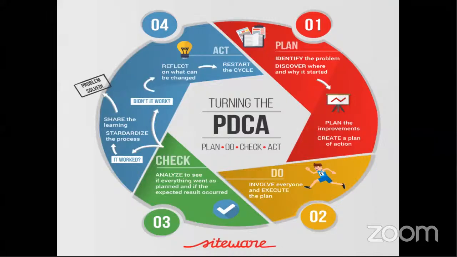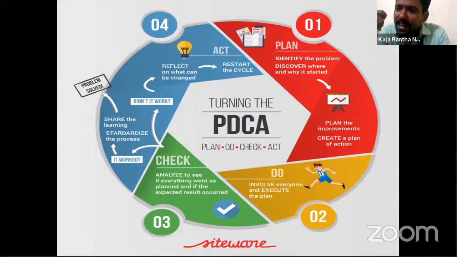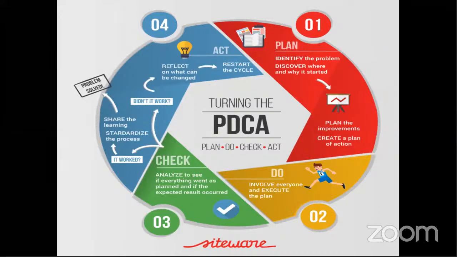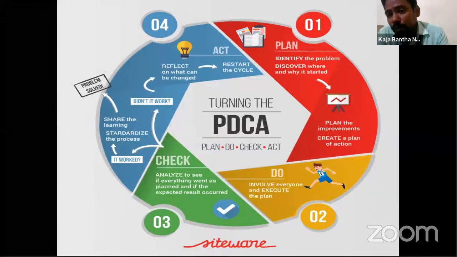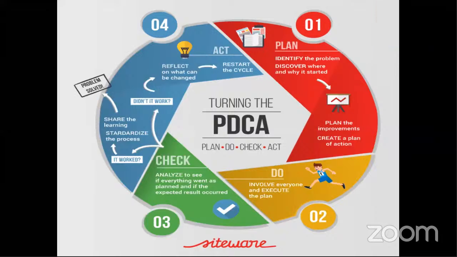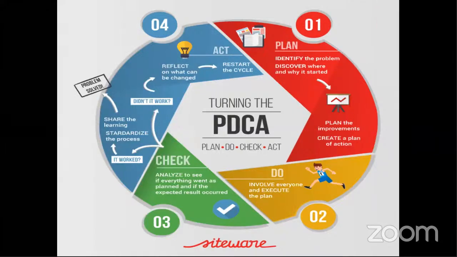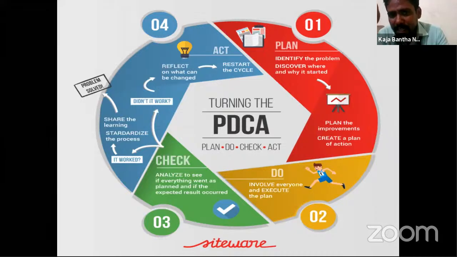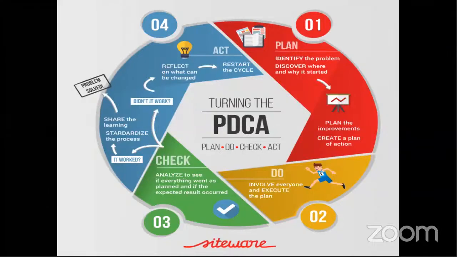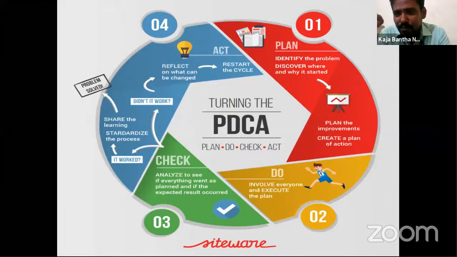Do: everyone evolves and executes. That is the do phase. Check each and every stage: compare and measure your performance through assessment tests and cycle tests. Then act. One cycle is not finished yet, so you should start another cycle.